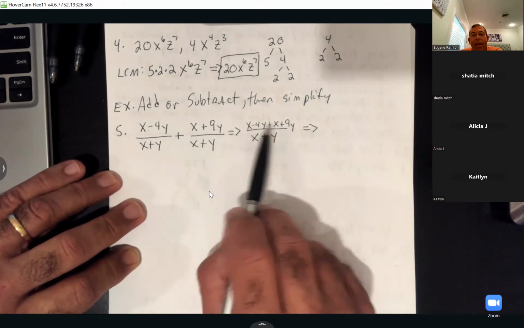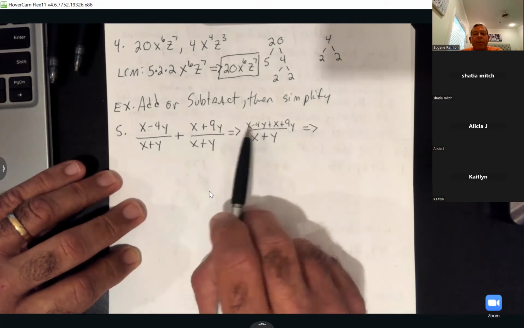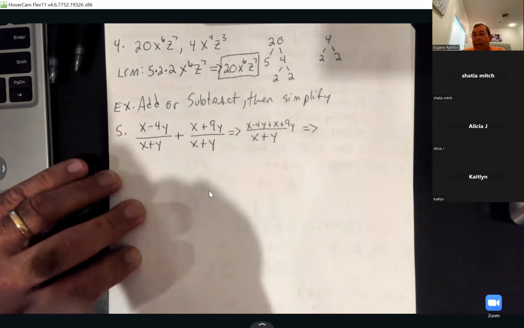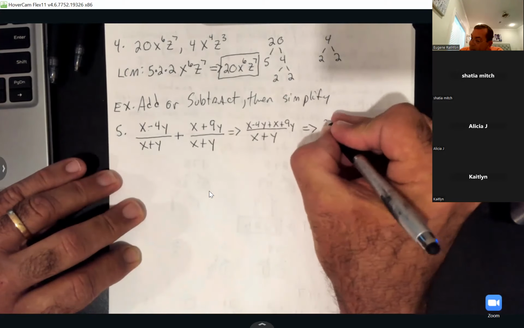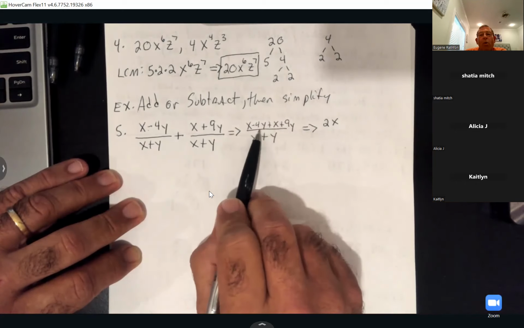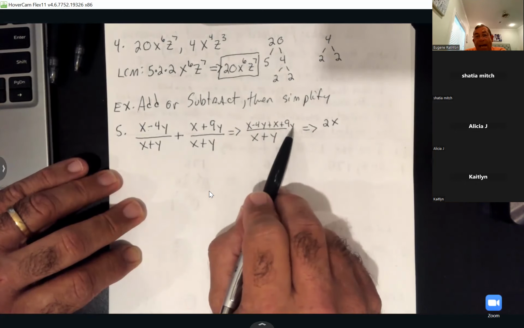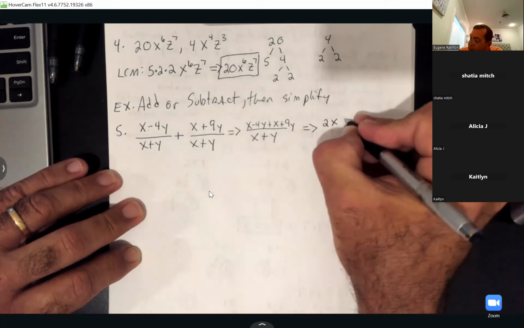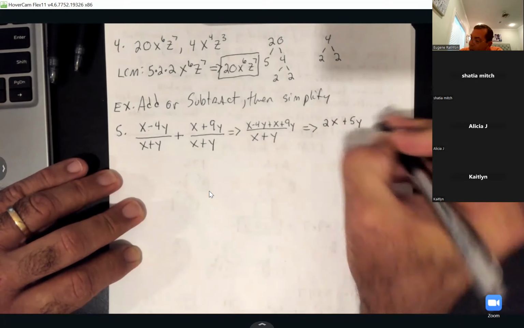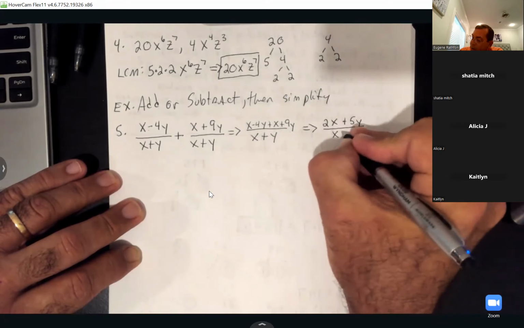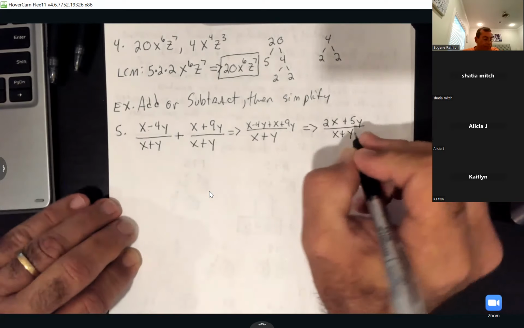So what we've got to do now is add like terms. You've got an x here and an x here. x plus x will give you 2x. You've got a negative 4y and a positive 9y, so 9 minus 4 leaves me a positive 5y. All of that over our x plus y.